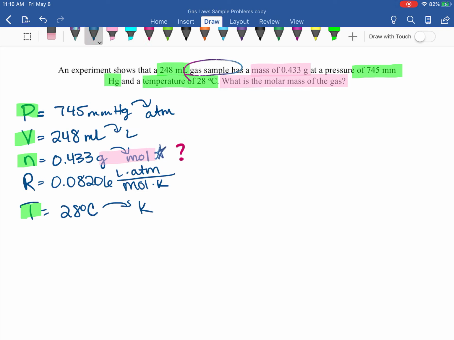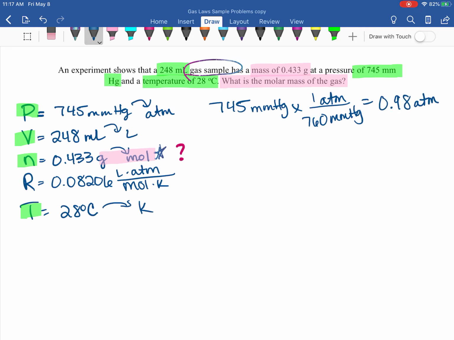All right, so let's do our unit conversions. Let's get all those numbers ready. We have 745 millimeters of mercury. We need atmospheres. So we've got 760 in every atmosphere. So let's grab our calculator and solve for that one. So I get 0.98 atmospheres.